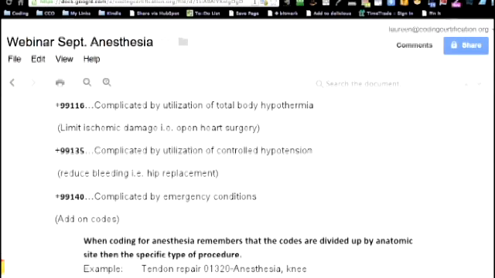The same thing with 99135. This is a complication of utilization of controlled hypotension. Now, you think, why would you make somebody's heart slow down? Well, it's because they're wanting to not have so much bleeding. One of the examples that I had read about was a hip replacement. If you've ever seen a procedure with a hip replacement, I mean, it's brutal.